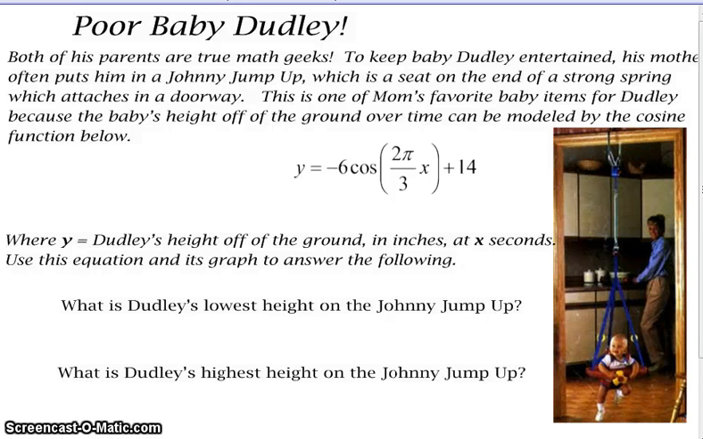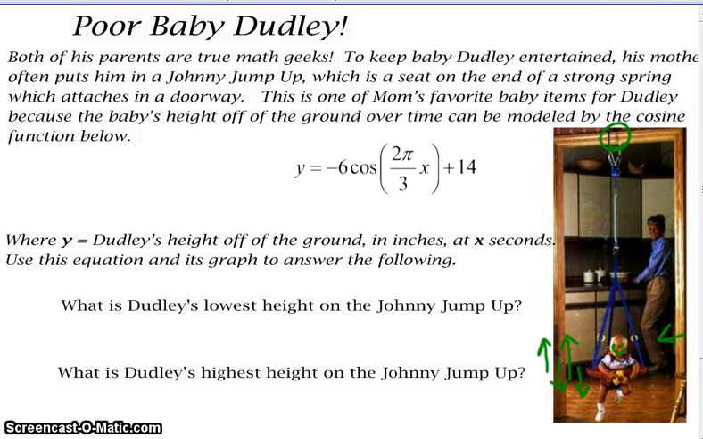Okay, so we looked at this problem once before. I thought it might benefit some people if I went through it kind of slowly so that you get an opportunity to actually follow along with what's happening on your calculator. We've got little Dudley over here. His little jumper attaches to the doorway, and he sits in this little thing and he hits the ground and pushes up, and he continues to jump up and down continuously. So little baby Dudley is a very happy little baby as he continues his jumping up and down.